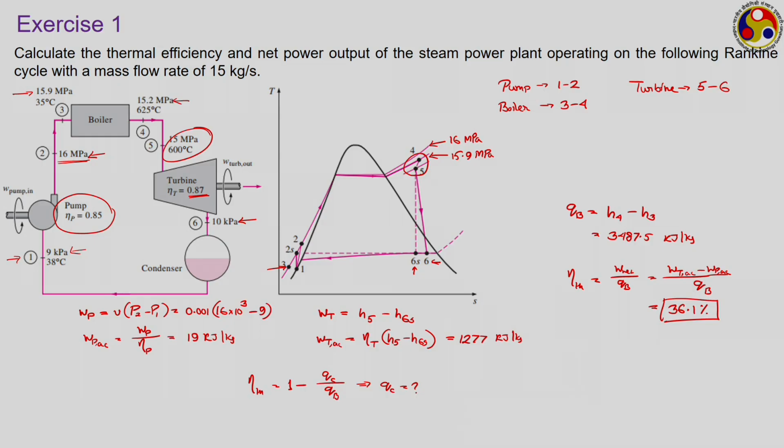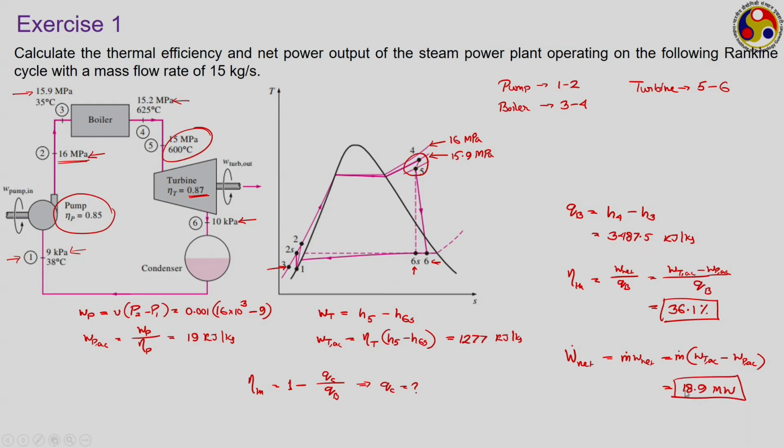And the second information, we have to calculate the net power output. Now, the mass flow rate is given as 15 kg per second. So, the W dot net should be equal to m dot into small w net, that is m dot into the actual turbine work output minus actual pump work input, and putting these values, it will be coming something like 18.9 megawatt.